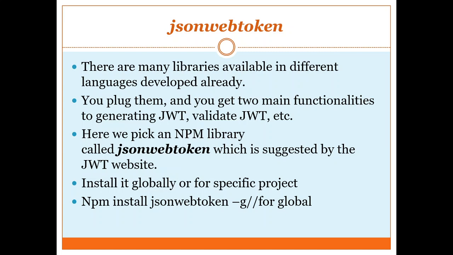But among npm libraries, the main pick is JSON Web Token, because it has been suggested by the JWT website itself as a standard library that you should use. So we will use the JSON Web Token library to implement JWT in our application. What we need to do first is install it. For that, npm install jsonwebtoken globally, -g for globally. If you want to do it just for that project, you will remove this -g from it.